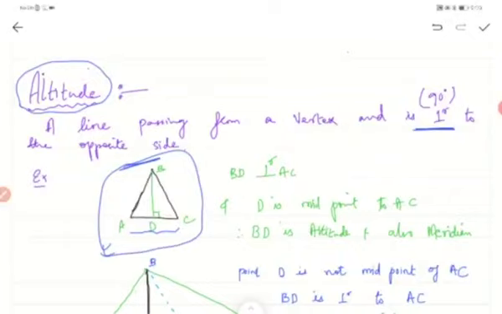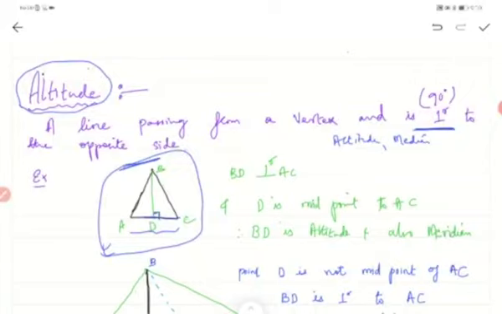See, when you look at this figure, you will say that D is a midpoint, isn't it? Midpoint of A and C. So BD is also a median. It is cutting perpendicularly to AC, that is the opposite side, and D is the midpoint. So this BD is both altitude and also median.